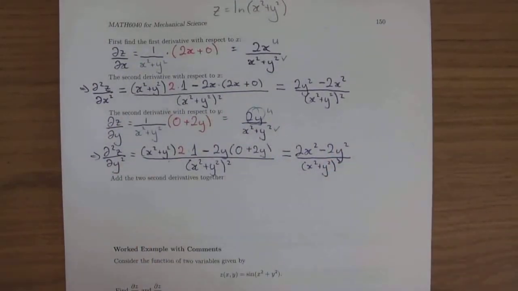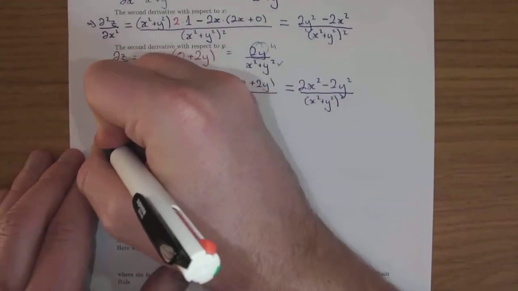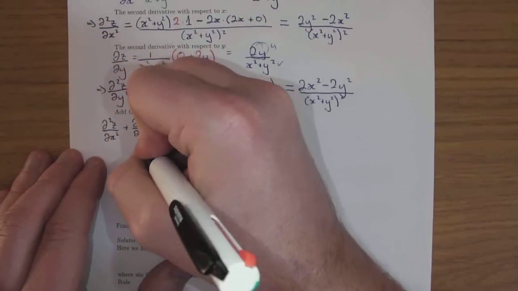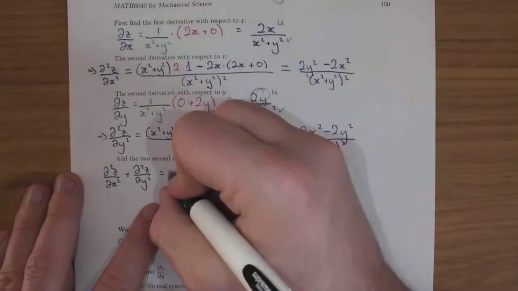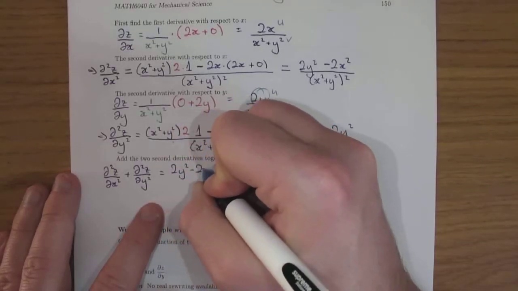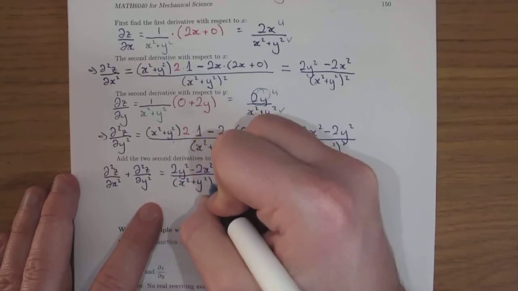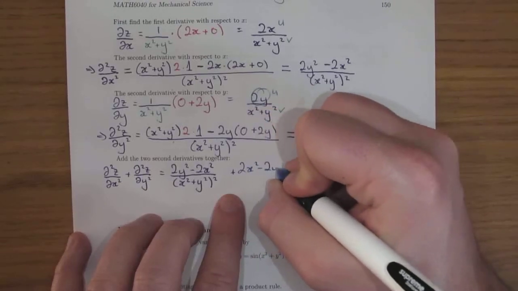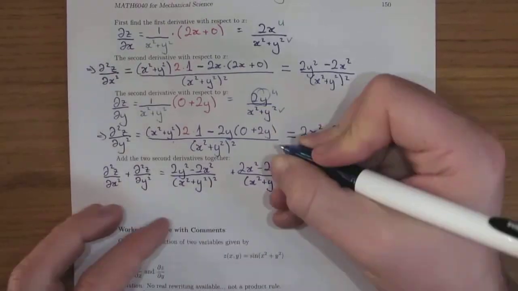And I will add these two second derivatives together and show that I get 0. So the second derivative with respect to x plus the second derivative with respect to y is equal to, okay, so this is the second derivative with respect to x plus the other one. I've got two fractions, I want to add them together, I need a common denominator. Thankfully I have a common denominator.